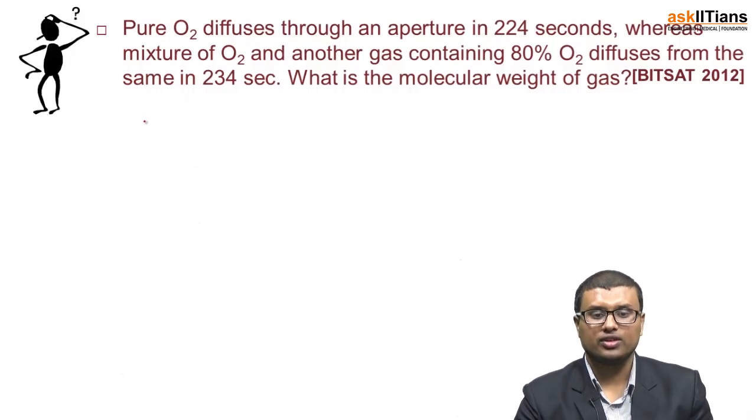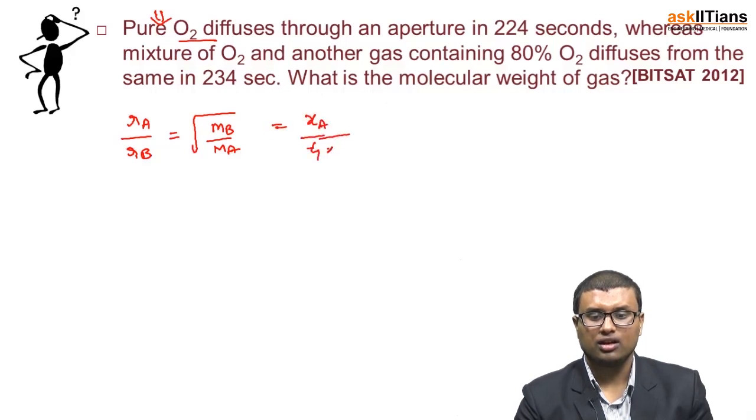So what Graham's law of diffusion says is that rate of any gas A by rate of any gas B will be inversely proportional to the square root of their molecular weights. It's nothing but the square root of MB by MA. So if it is pure oxygen, rate is nothing but distance travelled by time, so XA by T1 divided by XB by T2 will be equal to the square root of MB by MA.